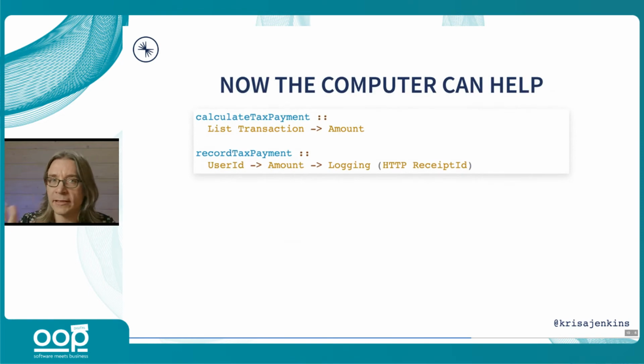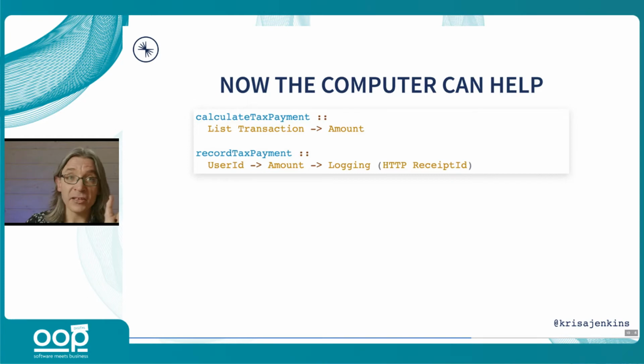So consider this code. I want to calculate tax payments, right? I've got a list of transactions. I give you back an amount. And I want to record a tax payment with, I don't know what the German equivalent is, but over here it's called Her Majesty's Revenue and Customs. I give you a user ID and an amount of tax I want to pay, and I'll get back a receipt from the government. And I can only do that in the context of having access to the internet and having access to logging, right?